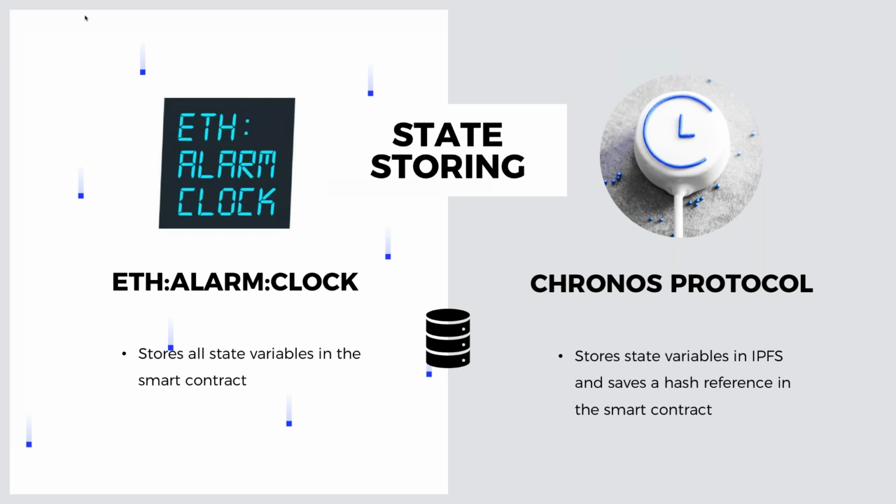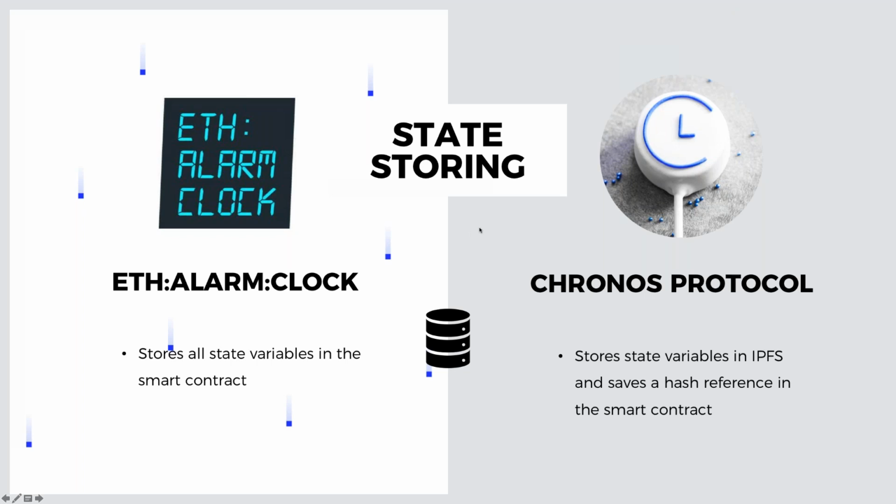But what does the Chronos protocol do? With the Chronos protocol, we include the IPFS, which is decentralized storage, such that the information which you'd have stored on the blockchain with the alarm clock, you can easily store in the IPFS, and you can be sure of the integrity of such information. This brings the cost of scheduling a transaction to as low as 150,000 units. So this is more than a 50% slash in the cost of scheduling a transaction, basically.